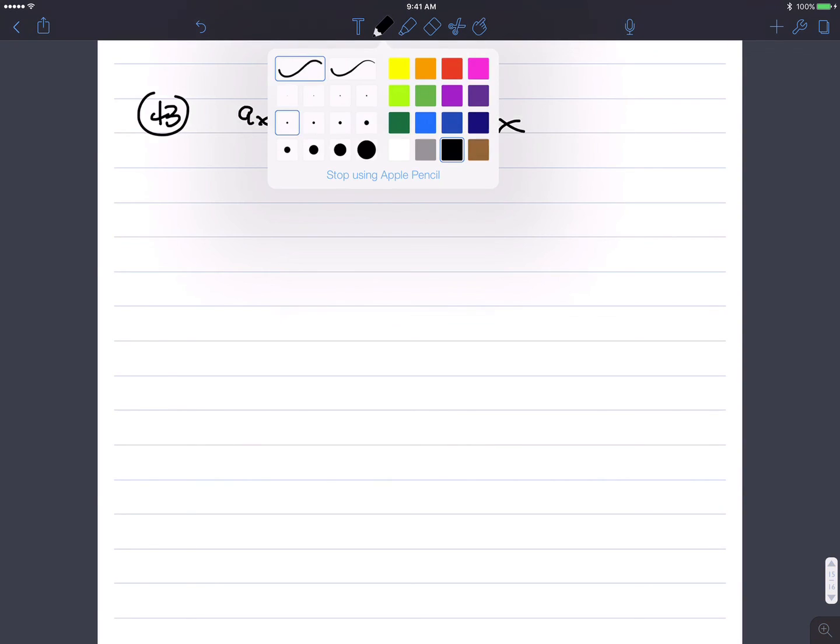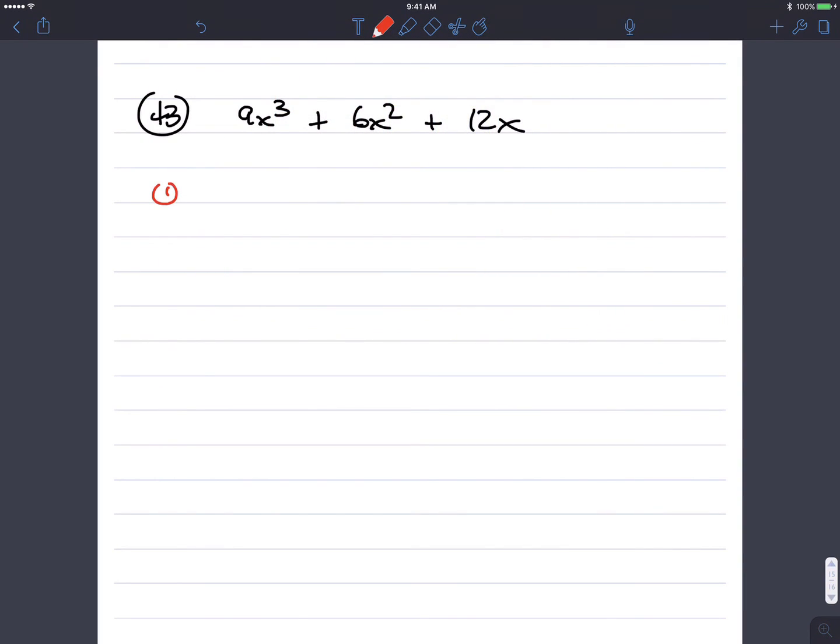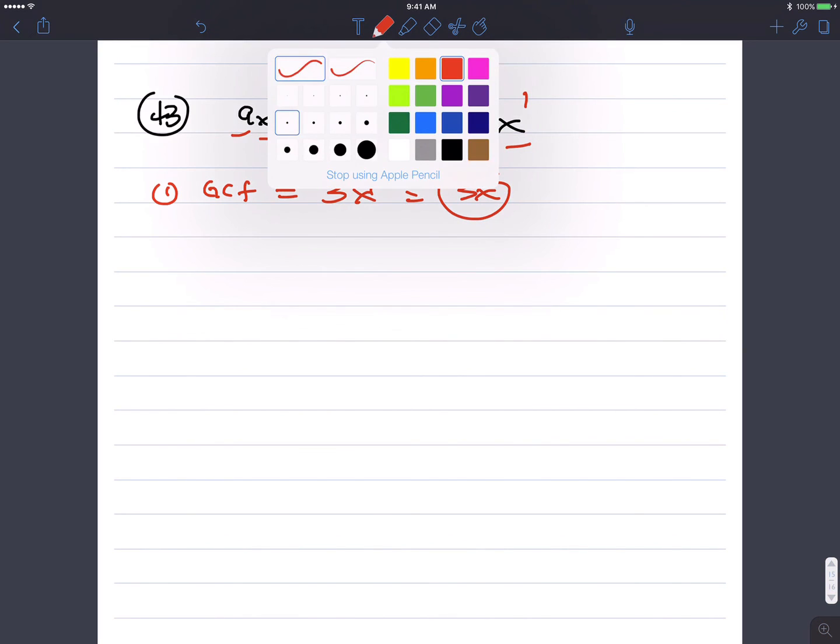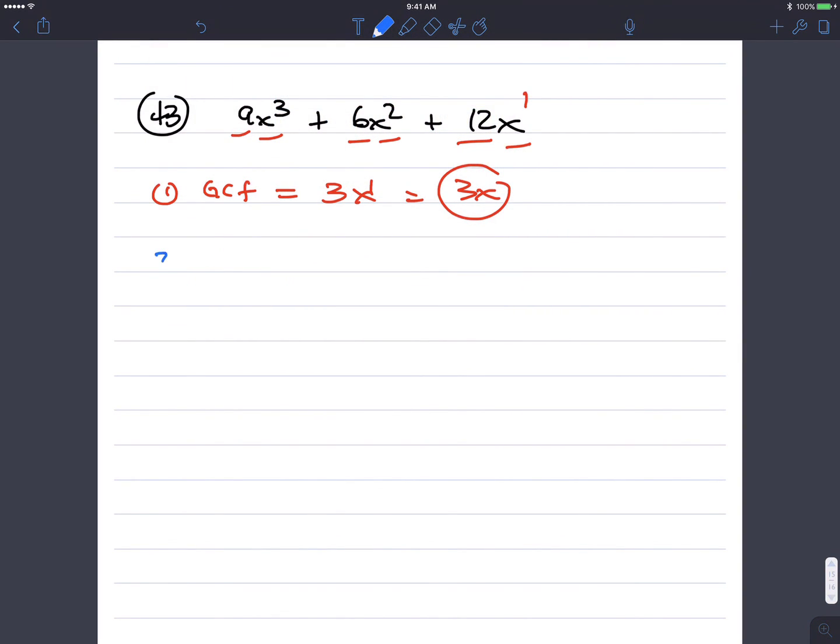Now this is going to be 43. Okay, 9x cubed plus 6x squared plus 12x. Again, it's 3 terms. Step 1, greatest common factor. Okay, so let's try the numbers. 9, 6, and 12. What's your GCF? 3. X cubed, x squared, and x. Right, x to that 1st power, which is 3x. It's always x to the smallest power.